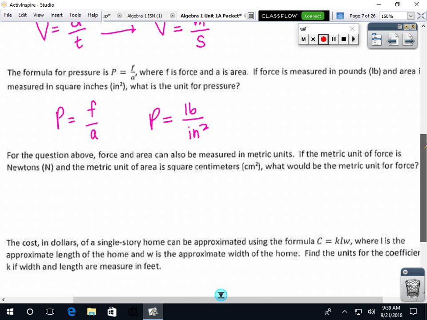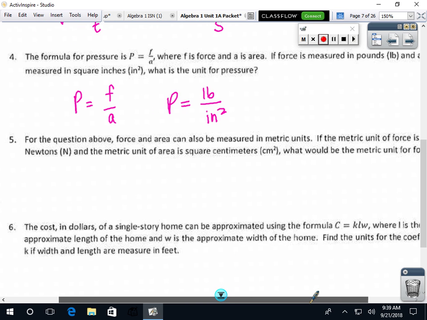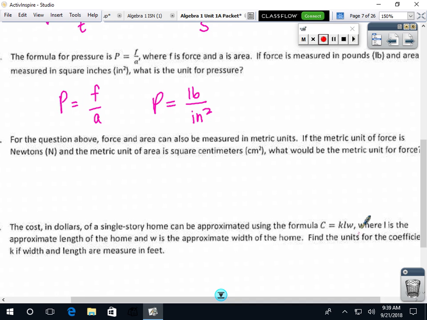All right, I'm not sure what number it is, 5. For the question above, force and area can also be measured in metric units. Now let me talk about what they mean by that.